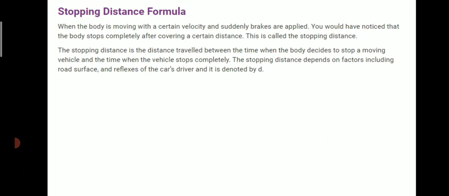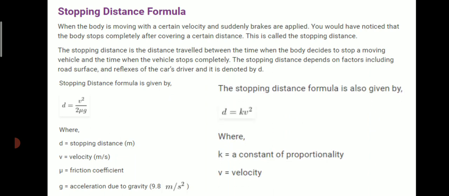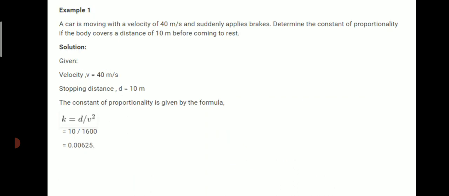The stopping distance depends on factors including road surface and reflexes of the car's driver, and it is denoted by the symbol small d. How it is calculated, let us see. d is equal to v square upon 2 mu g, where d is the stopping distance in meters, v is the velocity in meters per second, mu is the frictional coefficient, and g is the acceleration due to gravity. The second formula is d is equal to k v square, where k is the constant of proportionality and v is the velocity.